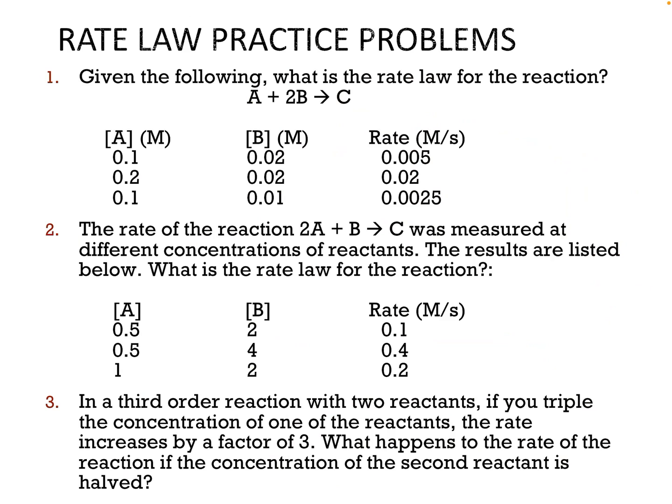Okay, let's go over this. So in the first one, we need to be able to hold B constant so we can figure out what's happening with A, and then we'll hold A constant so we can figure out what's happening with B. But we're going to have rate equals K times A to the something times the concentration of B to the something, and we have to figure out what the somethings are.